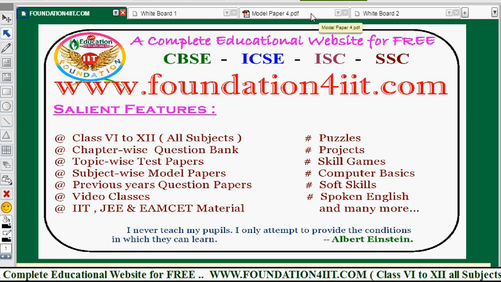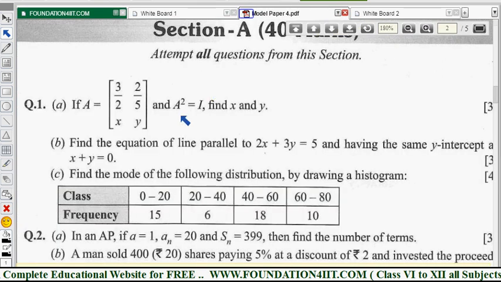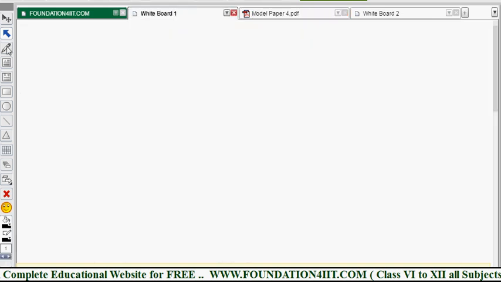Now let us see this paper. Let us solve each and every sum clearly once. First one, in this question number 1, is a matrix question. A matrix is 3 by 2, 2 by 5, x, y. This is a 2 rows 2 columns, 2 by 2 matrix, and the given condition is A square is equals to I. So I is the identity matrix, that is 1 0 0 1. Then find the value of x and y. Okay, let us take the given equation and we'll solve this.